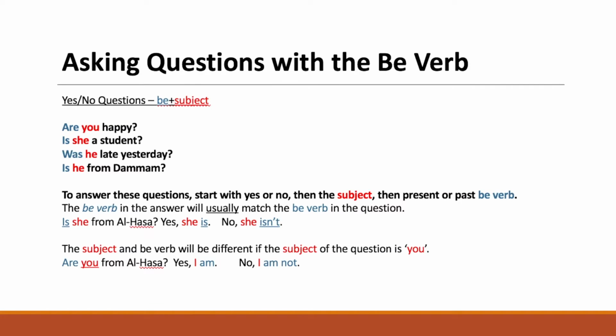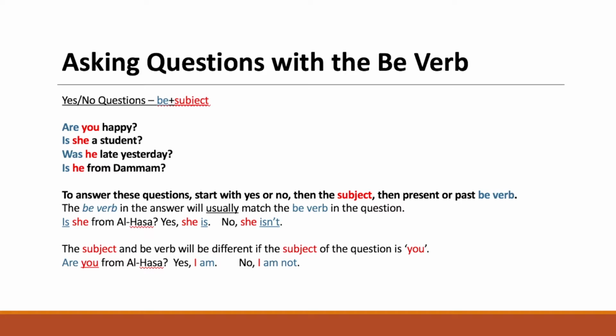To ask and answer questions with the be verb, first we'll start with yes and no questions. In a question, we start with the verb, so be, followed by the subject. Let's look at these four questions. Are you happy? Our be verb, are, is first, followed by the subject, you, and then happy, the object of the question. Again, as we studied before, the subject will choose which form of the be verb you must use for the question. Since we're asking a question with you, we must use are.